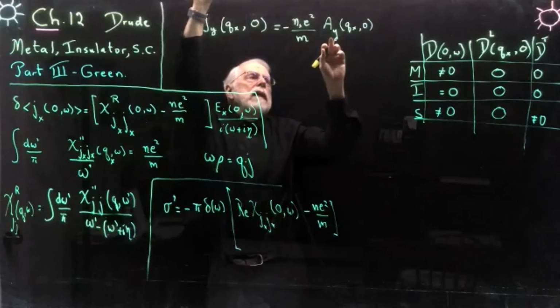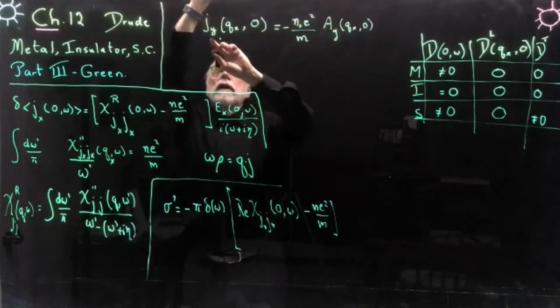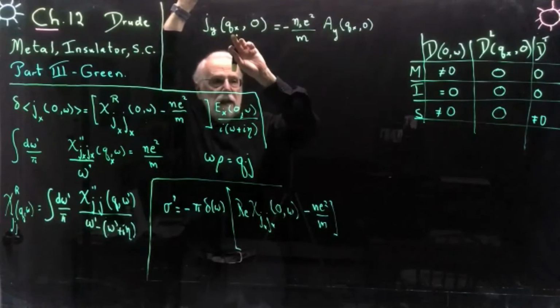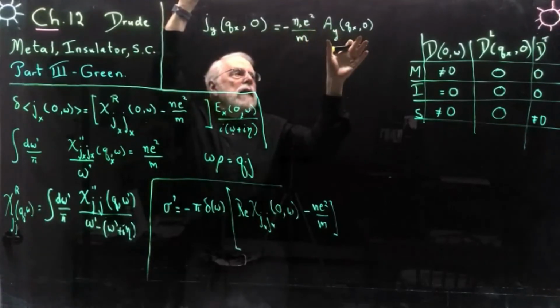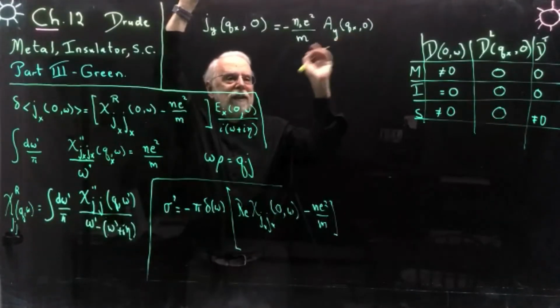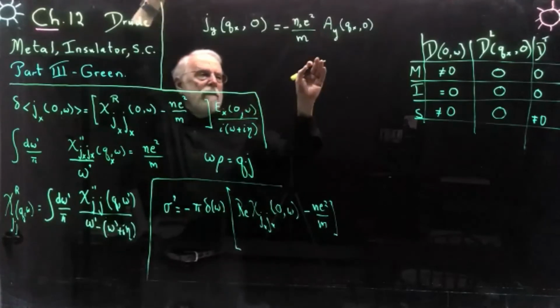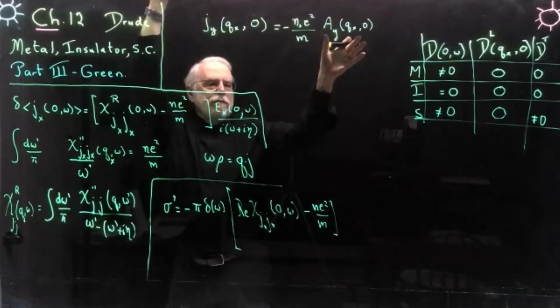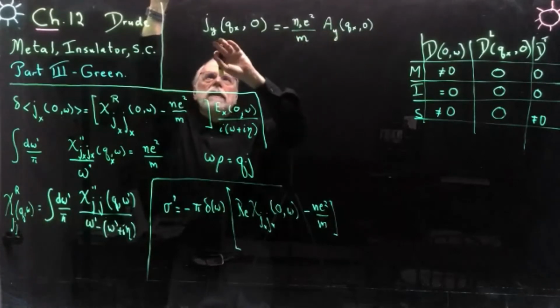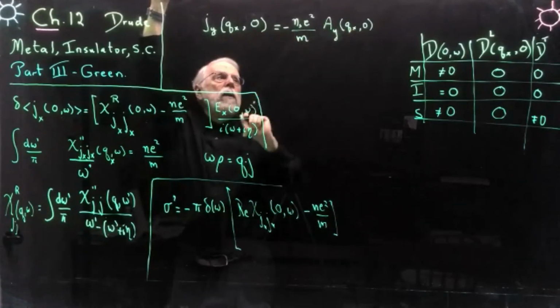So note that this is the current in the y direction for a variation in the x direction. Okay, so then it means that if I do a gauge transformation, it changes just the longitudinal part of the vector potential. So this is gauge invariant. So I'm allowed to write this because these two things are perpendicular.